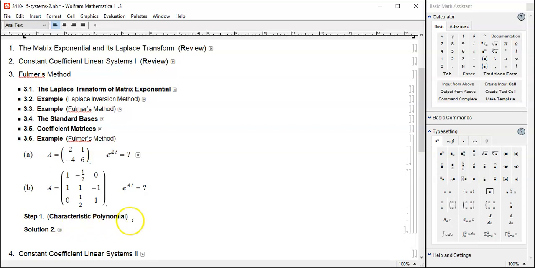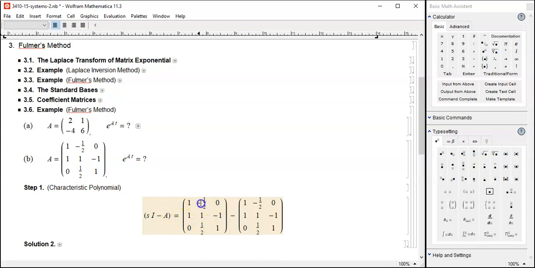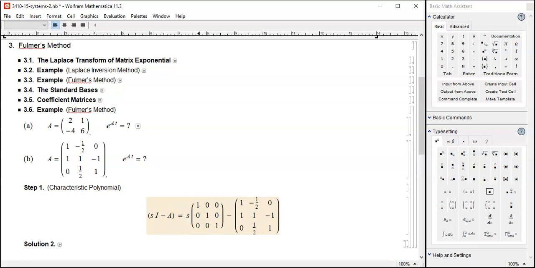Okay, let's get the characteristic polynomial and find all those zeros from there. So sI minus A is the computation we have to do. And what is sI? It's this matrix. Okay, so that's 0, 0, 0, 0. Okay, this is sI, and this is minus A, good.